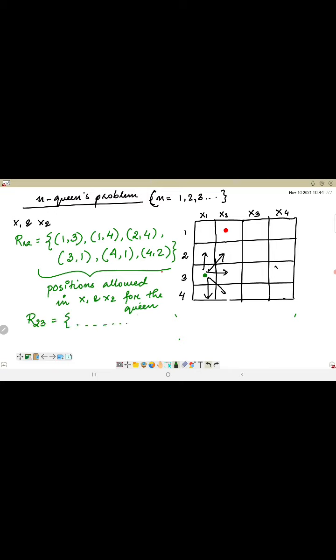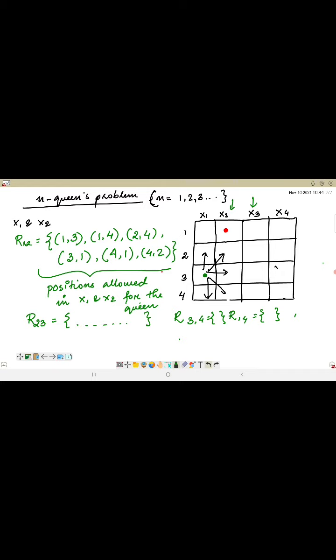Now similarly, we can also consider R2, 3. So if I am considering x2 and x3, which are the positions which x2 and x3 will allow, right? Again, I can consider R3 and 4, and finally R1 and 4. So all of these will define certain constraints as well as certain domains and variables, the values of the variable. So we are assigning the values of the variable here.